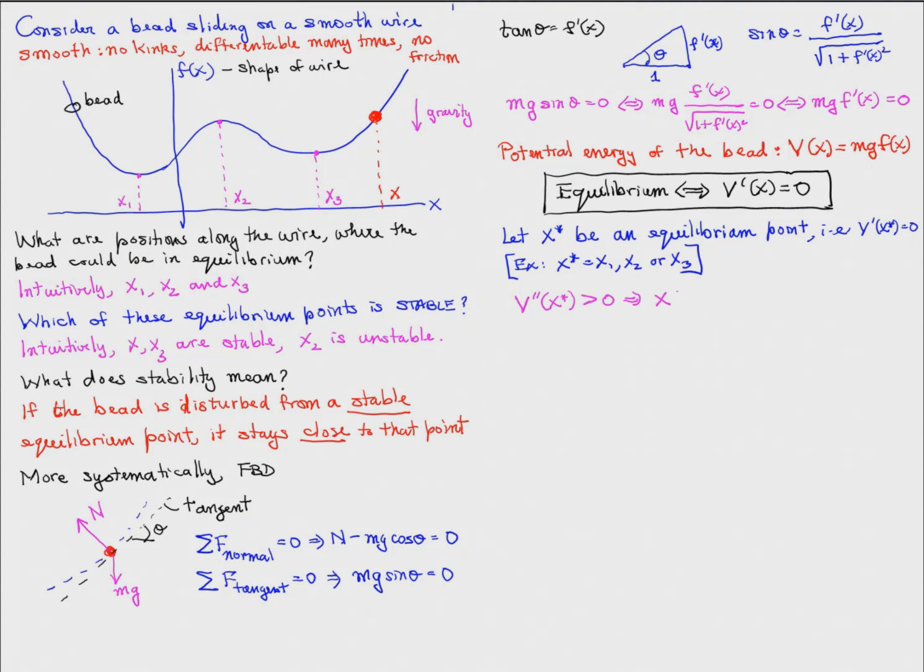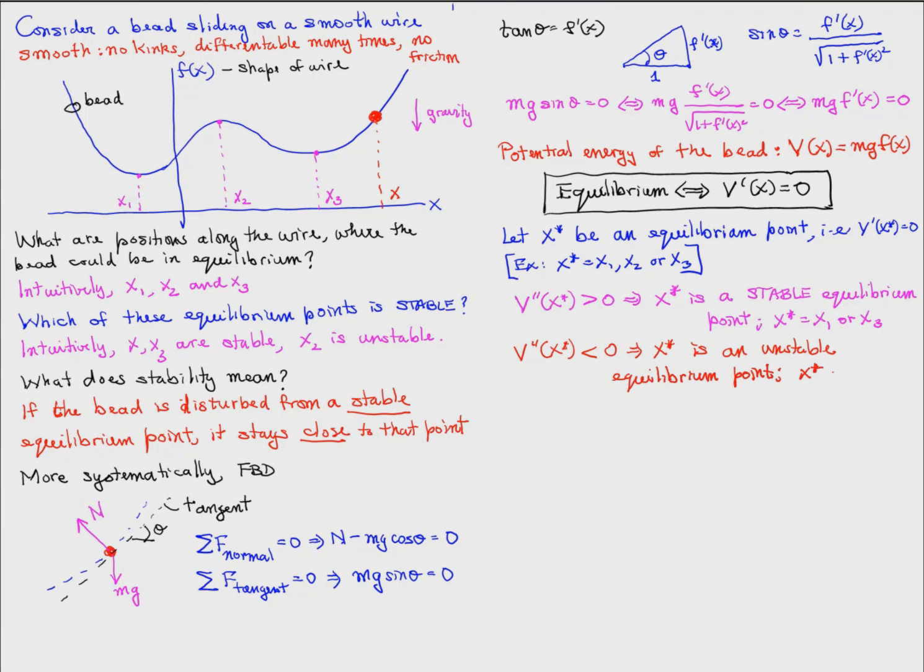Now let's look at the second derivative of V. If the second derivative of V is greater than 0, as is the case for the points x1 and x3, then the equilibrium point is stable. If the second derivative is negative, as is the case for x star equals x2, then the equilibrium point is unstable. If the second derivative is equal to 0, then this information is not enough to determine stability.